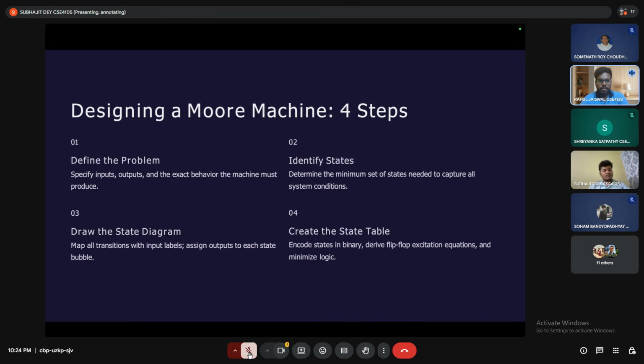So for designing the Moore machine, we have 4 steps. First is defining the problem, which will clarify and identify our inputs, outputs, and the expected behavior we'll get from the Moore machine. Step 2 is identifying the states. We will break down the system into the minimum number of states, so that it is easy for us to understand. Each state will represent a unique condition in each case.